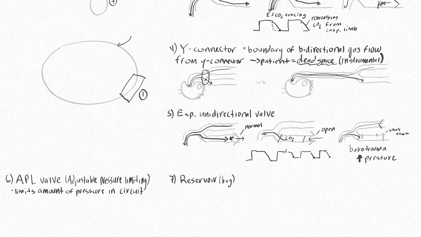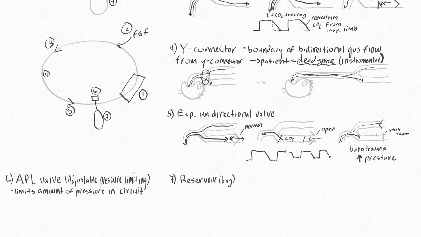You'll have your fresh gas flow. This is your second component, a unidirectional inspiratory valve, and then your Y piece and an expiratory valve. And then we'll have our bagger and our APL valve where our gas is vented off from. So this APL valve is the adjustable pressure limiting valve.